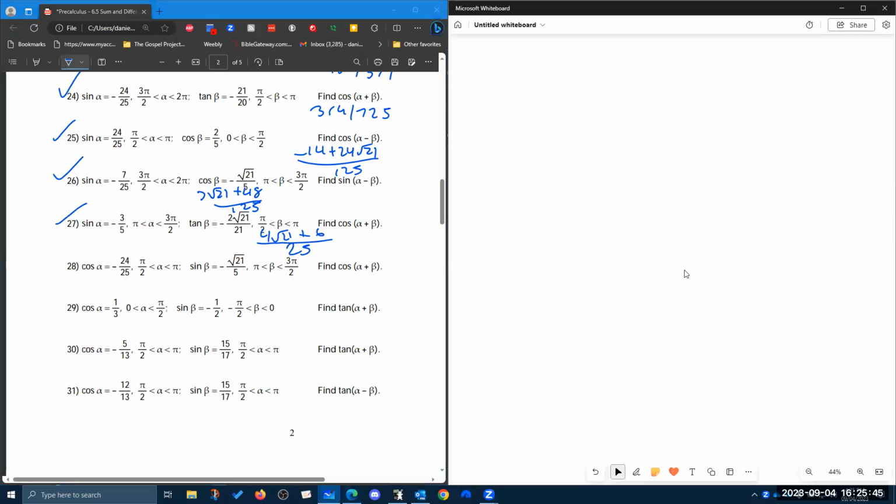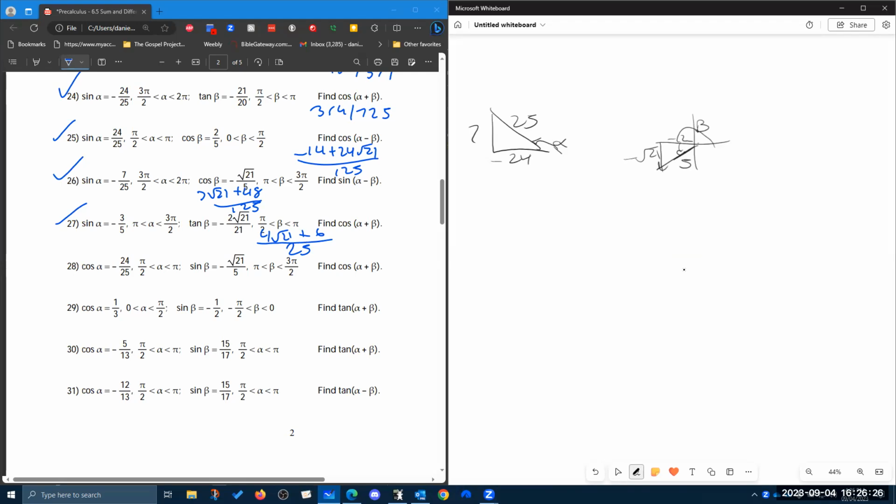Let's keep it going here. Cosine of alpha, where alpha is in quadrant 2, with a cosine value of negative 24 over 25, so this is a 7. Beta, excuse me, is in quadrant 3, and that has a sine of negative root 21 over 5. This is going to be a negative 2.